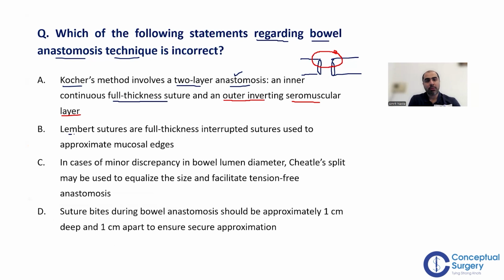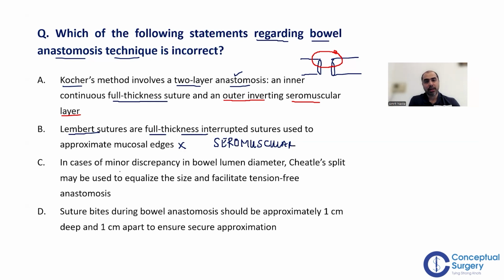Okay, so Lambert sutures are full thickness interrupted sutures. This is wrong. That is not Lambert. Lamberts are seromuscular sutures. In olden times, surgeons used to take only seromuscular bites, not full thickness.